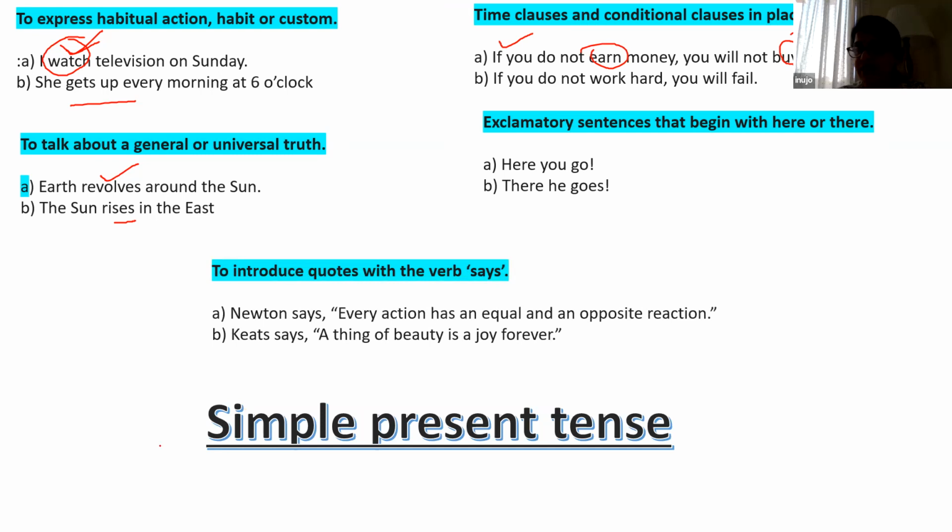Whenever there are quotations that great people have said, those quotations begin with the verb says, and that again is always in simple present tense. For example, Newton says every action has an equal and opposite reaction. Keats says a thing of beauty is a joy forever. Whenever you find says before a quotation, it is again a simple present tense. I hope you have understood, children.